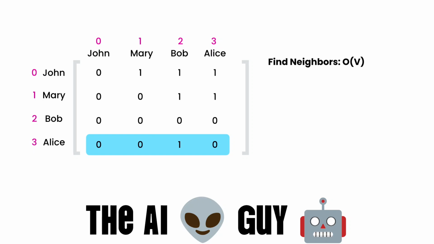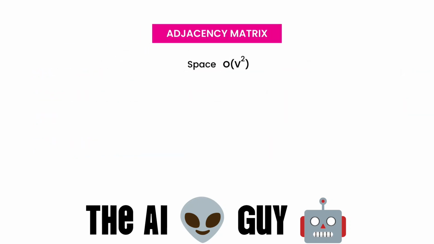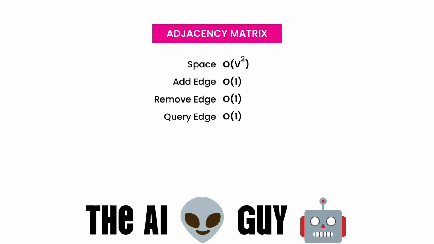And that means if we have 1 million people or nodes in this graph, and John is connected with only 3 people, we have to check the connection between John and all the other 1 million people just to discover his 3 connections. So overall, the adjacency matrix requires a fair amount of space, but performs well if we need to add, remove, or query the existence of an edge.